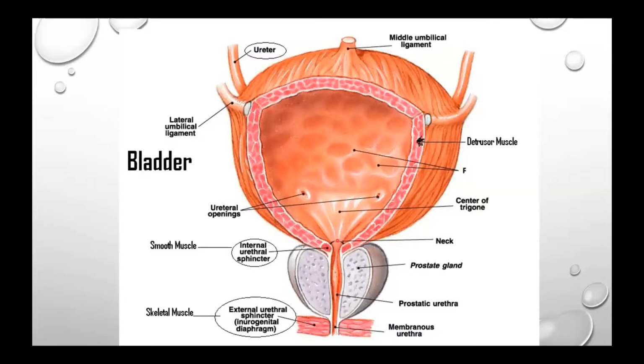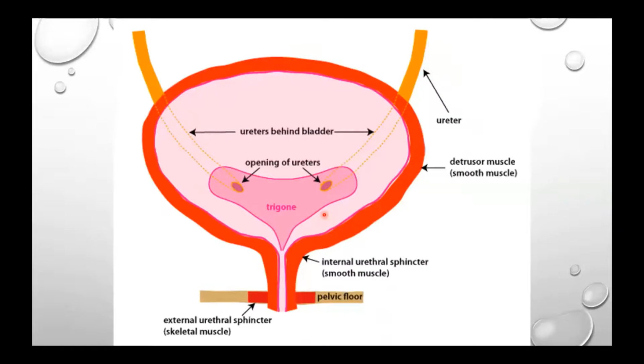The triangle of the trigone is directed downwards, meaning the apex is directed downwards towards the internal urethral orifice, which is the opening of the urethra here. The base is directed upwards, and is formed by the interureteric crest, meaning at the two ends of the base of the trigone we have the openings of the ureters. The line which connects these two openings we call the interureteric crest. The trigone does not have a layer of submucosa.